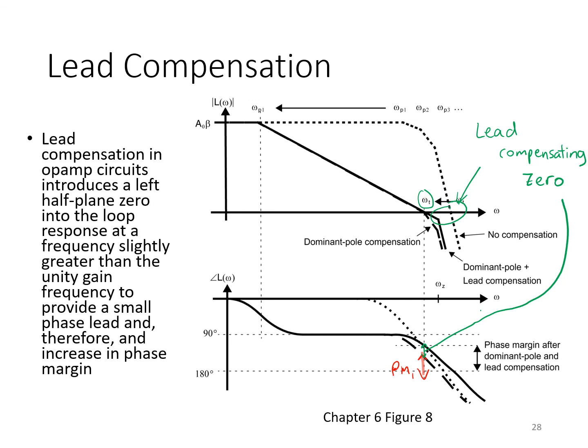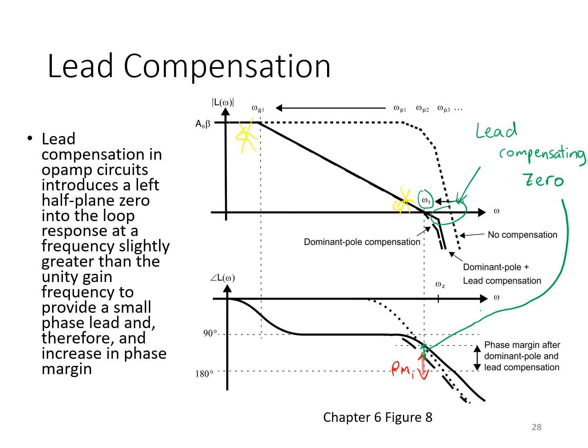To say that another way, if we used only dominant pole compensation to achieve that same extra phase margin, it would have required us to move omega t even further to the left. Now we didn't want to do that, and we don't want to give up any more bandwidth, so we just used lead compensation to introduce this additional little boost of perhaps 15 to maybe 30 or so degrees of extra phase margin without sacrificing omega t.